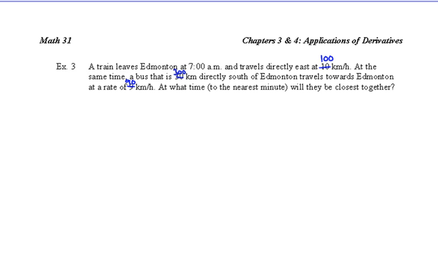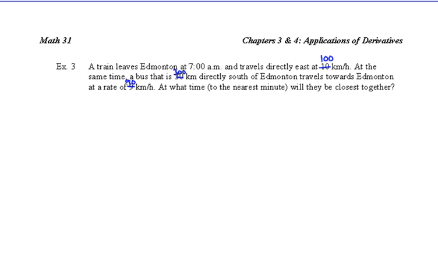A train leaves, or just make it joggers. I guess so, hey? A train leaves Edmonton at 7 a.m. and travels directly east at 100 kilometers an hour. At the same time, a bus that is 300 kilometers directly south of Edmonton travels towards Edmonton, north, at a rate of 90 kilometers per hour. At what time, to the nearest minute, will they be closest together?